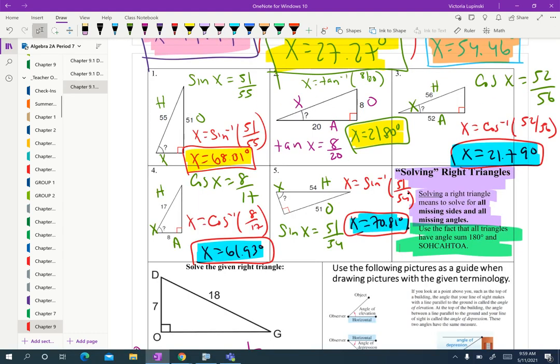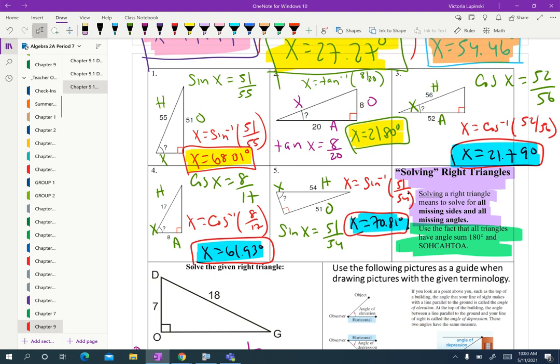All right, so if you tried 3, 4, and 5, here are the answers. Number 3, you should have used cosine. Then by finding the inverse, 21.79 degrees. Cosine for number 4, 61.93 degrees. And sine for number 5, 70.81 degrees. If you have any questions or had any issues with 3, 4, and 5, please make sure to ask your teacher.